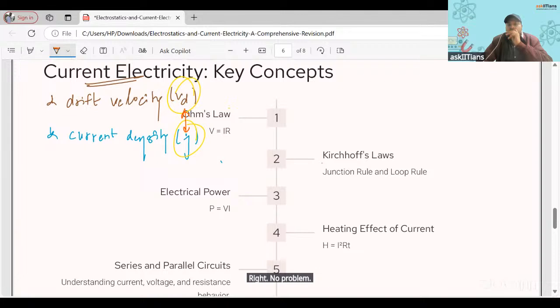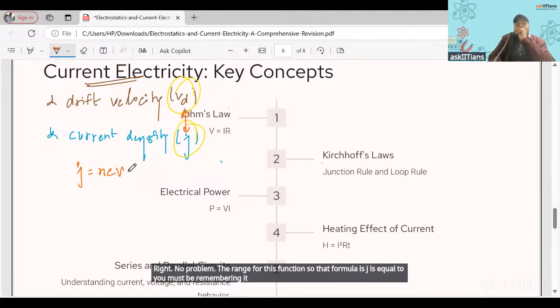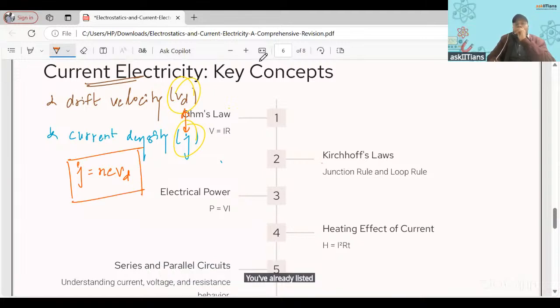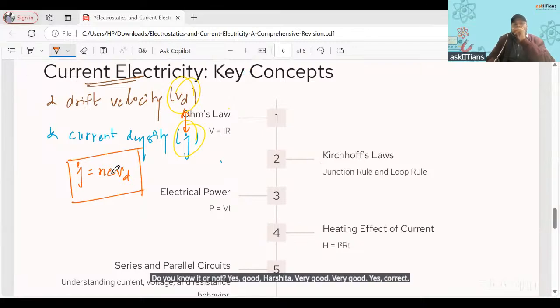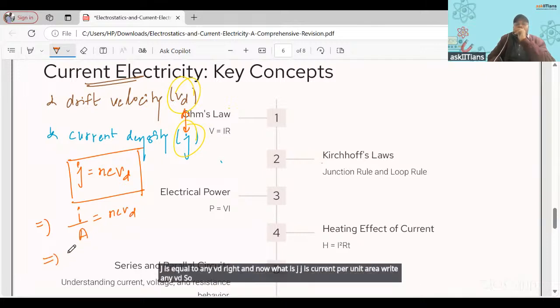The range is bigger than this, the range for this function. So the value is going to be bigger. The formula is J is equal to nevd, you must be remembering it now. Do you know it or not? Very good, Harshita. Yes, correct. J is equal to nevd, and now what is J? J is current per unit area.